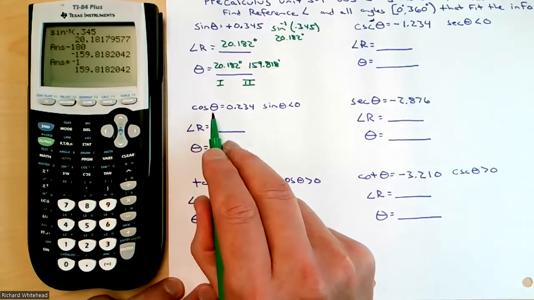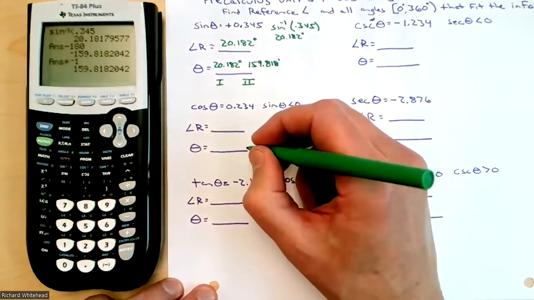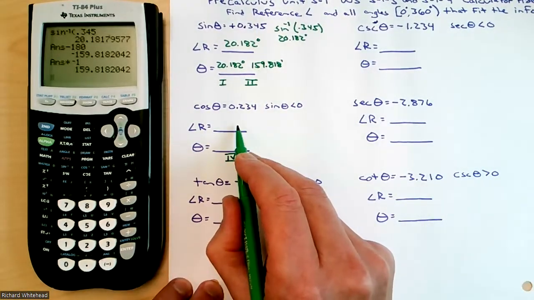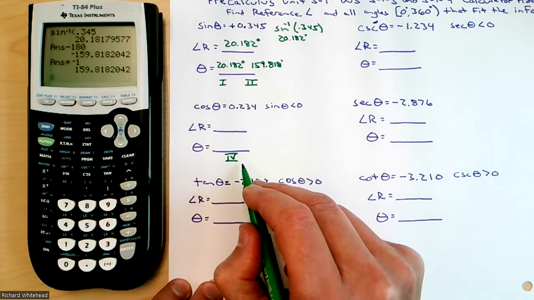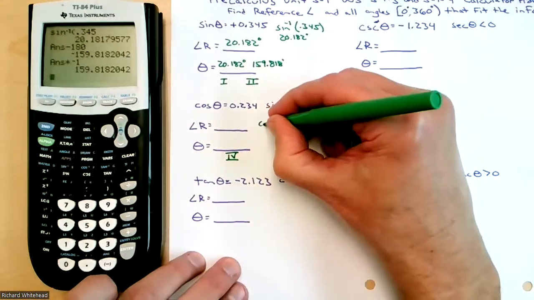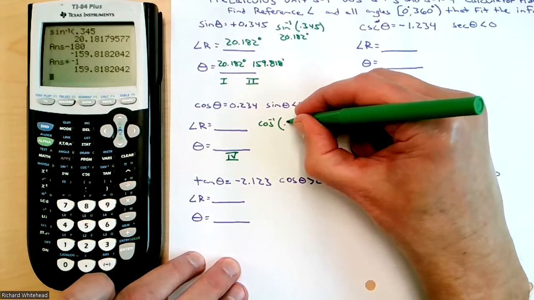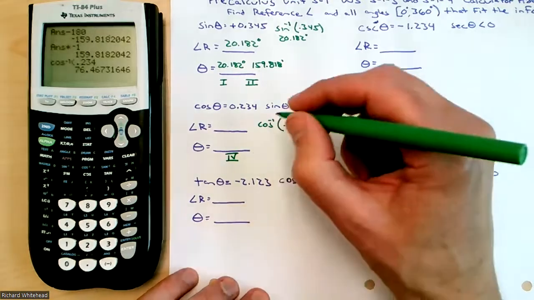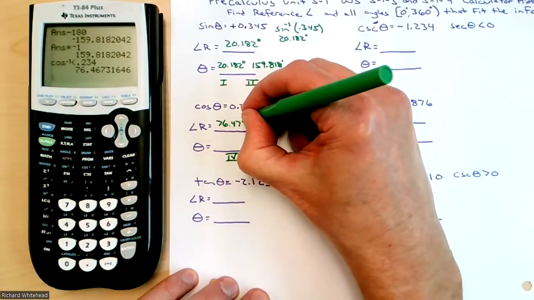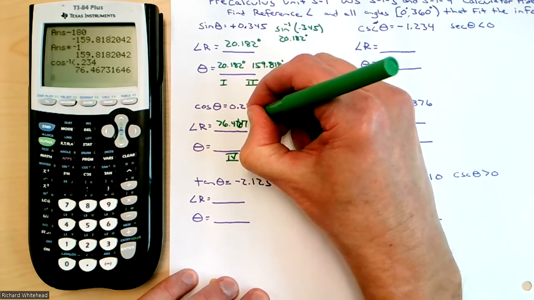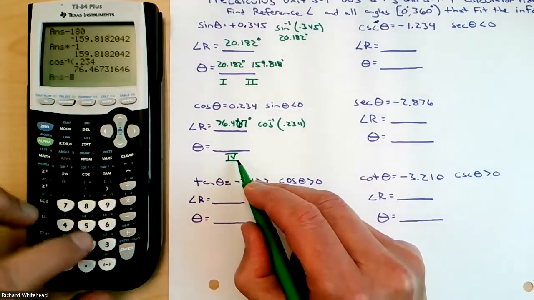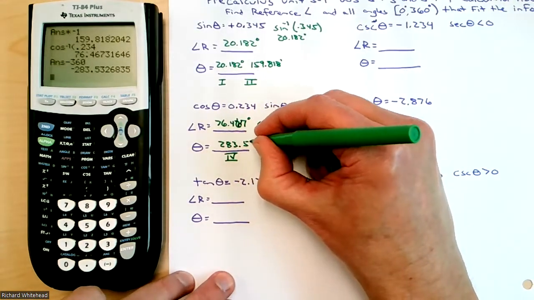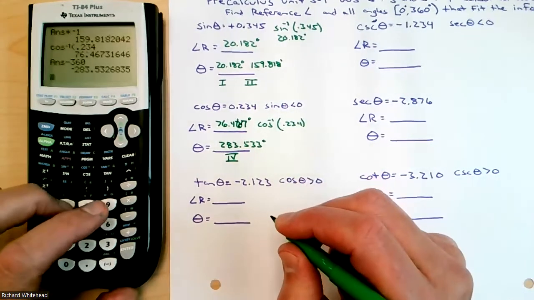How about this? Cosine's positive, sine is negative. That only happens in the fourth quadrant. But it still wants to know the reference angle, and I need the reference angle to find the fourth quadrant angle anyway. So same thing: inverse cosine 0.234. That gives us 76.467 degrees, but we have to turn that into the fourth quadrant angle, 283.533.